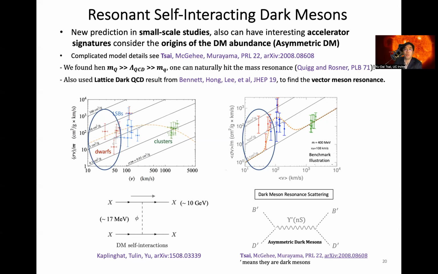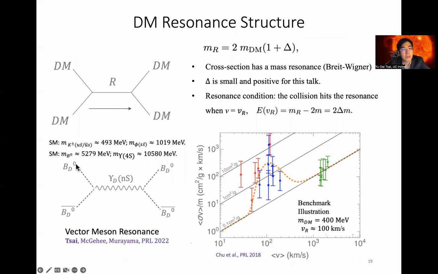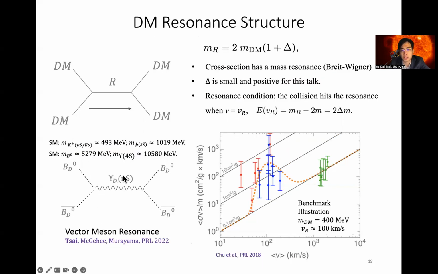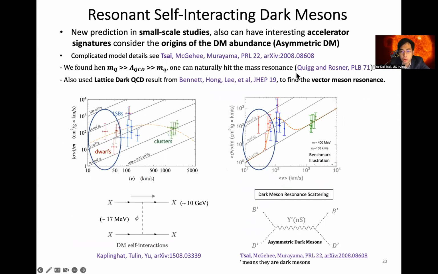And another thing I want to mention is, why do I say it's Upsilon nS, right? Here one thing I forgot to mention is that the B meson is about half of the Upsilon 4S meson mass, and the K meson is about half of the phi meson mass. And that's why we use this kind of QCD sector to build this model. But why do I say nS rather than 4S for the dark sector? This is because, learning from Chris Quigg and Jonathan Rosner, we learned that we need to push M heavy quark much larger than lambda QCD, much larger than the lighter quark, to hit the resonance easier. And there is also a lattice study from the lattice QCD people, so they actually did the simulation, and we can use that to also find this kind of vector meson resonance.